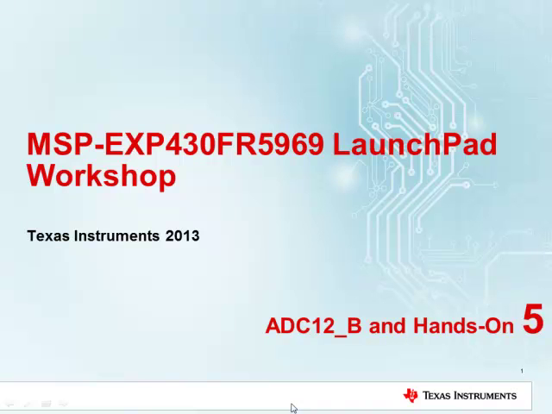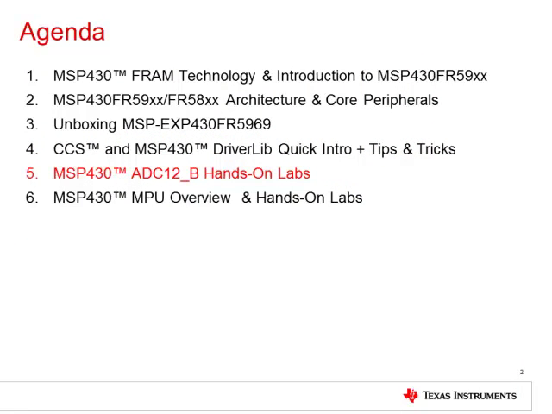Hello everyone and welcome to the fifth module in the six-part training series on the FR5969 launchpad. In this module, we will learn about the MSP430's 12-bit differential ADC known as the ADC12B. This module will also cover two labs based on the ADC12B peripheral.